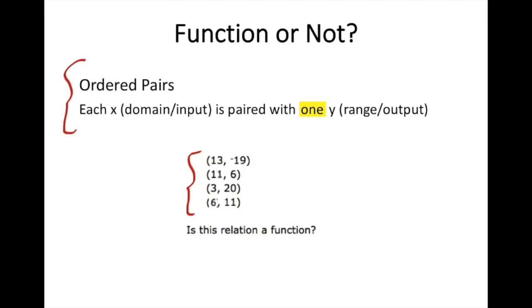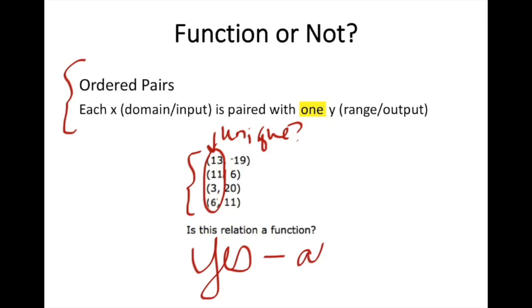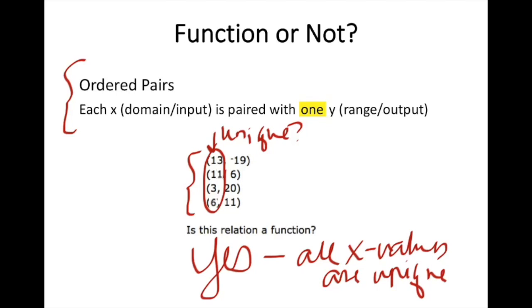For my ordered pairs, we're focusing on our x values. Are they unique? Yes, I don't have any repeating x values. So yes, this is a function. All x values are unique. For each x, there is a y.